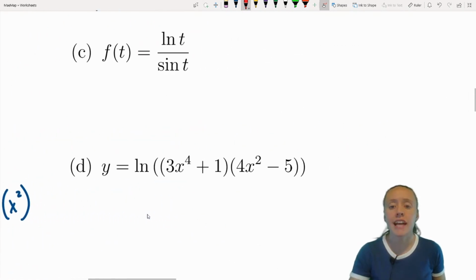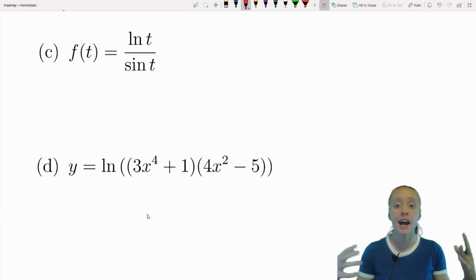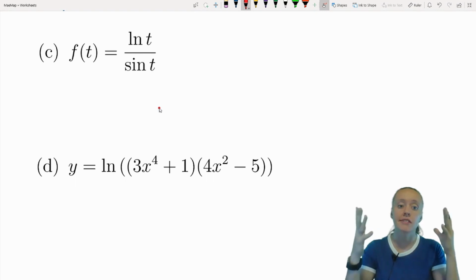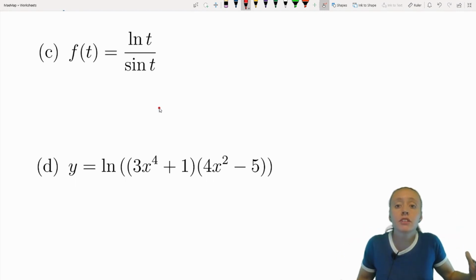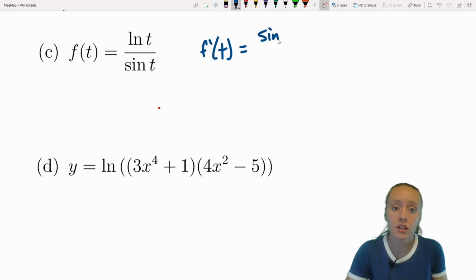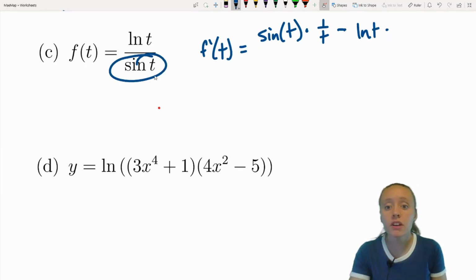In part C, now I'm going to be using not the product rule, but the quotient rule. Low d high minus high d low, all over low squared. And in this case, I threw in the variable t just to give us practice with envisioning things not necessarily as an x, but we're still just taking the derivative with respect to t. So we're going to have f prime of t equals low, sine of t, times the derivative of our high. What's the derivative of ln of t? That's 1 over t, minus high, that's the ln of t, times the derivative of our lower function.